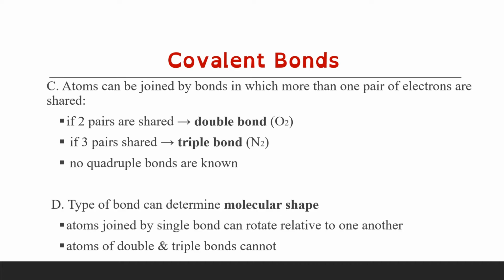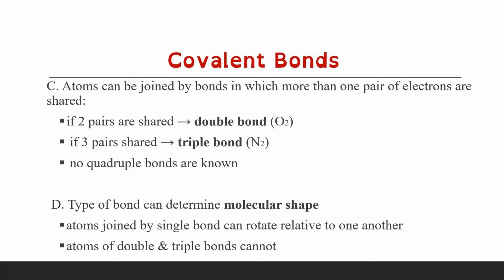In many cases, two atoms can become joined by bonds in which more than one pair of electrons are shared. If two electron pairs are shared, as occurs in molecular oxygen or O2, the covalent bond is called a double bond. And if three pairs of electrons are shared, as in molecular nitrogen or N2, it is a triple bond. Quadruple bonds are not known to occur.